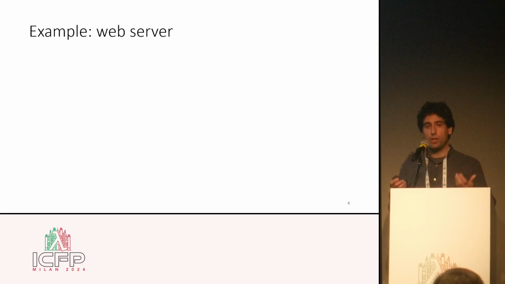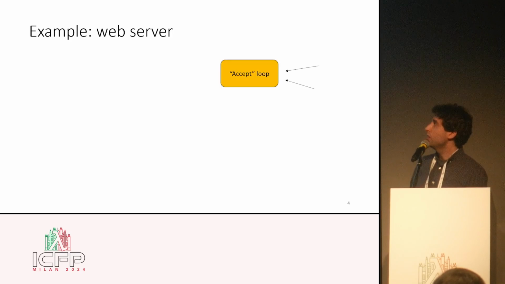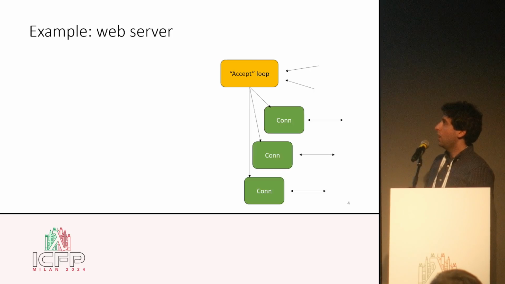So let's say you're building a small web server. I want to have one big loop that accepts connections. And then let's say I want to handle each client in a separate thread. So whenever I accept a new connection, I spawn a new thread to handle that connection. And that takes in those requests and then gets garbage collected when the connection is closed.